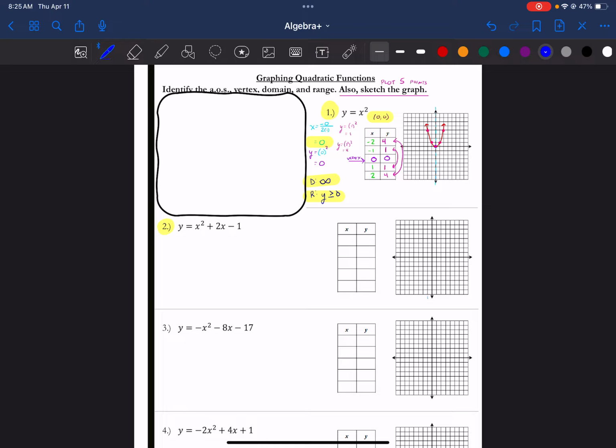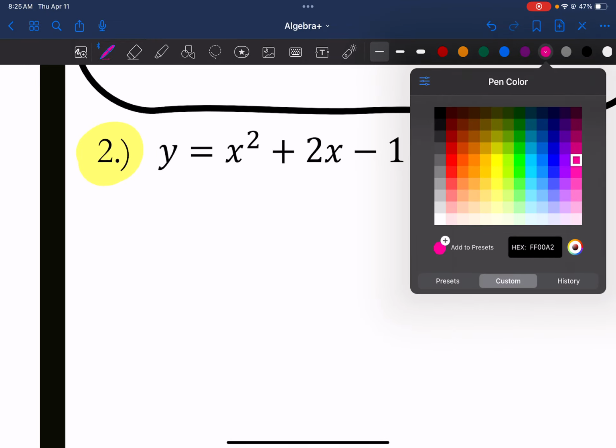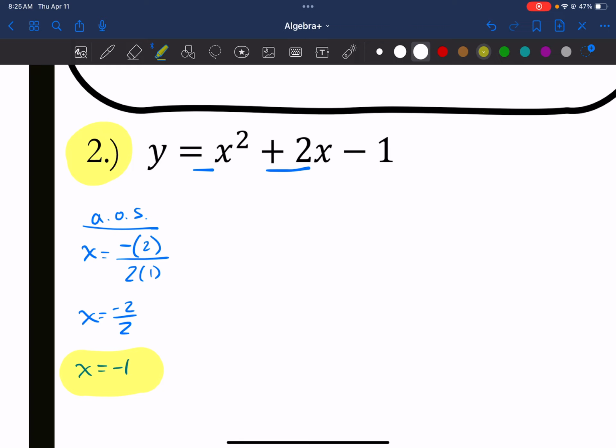So let's go ahead and try number 2. Step 1 is to find the AOS. AOS, x equals negative b over 2a, which is right here. So x equals negative 2 over 2. My x is equal to negative 1. I just found my AOS.